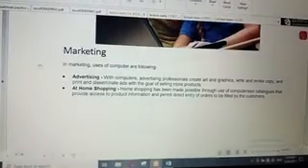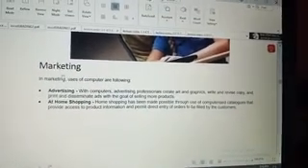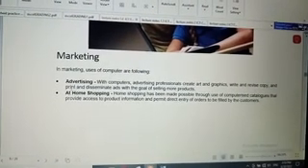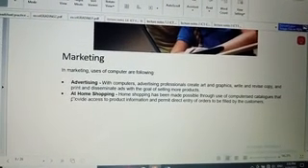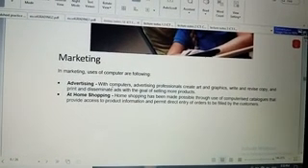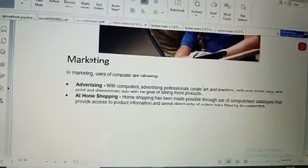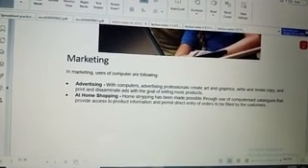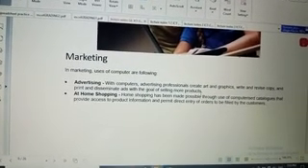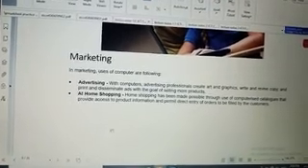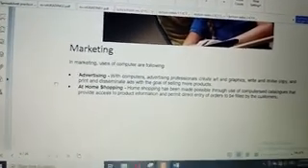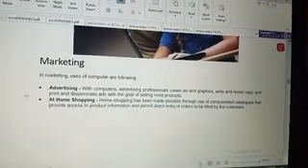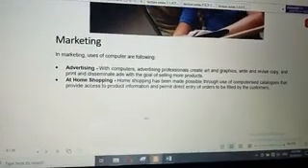Also, the computer is rapidly applied in marketing. You use the computer for designing flyers for advertising. Advertising professionals create art and graphics, write and revise copies, and print and disseminate ads with the goal of selling more products. So you use the computer to create art and graphics, and then you advertise it in the corporate world. And of course, you use the computer for advertisement.